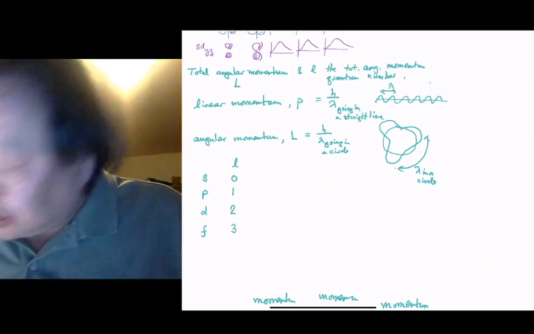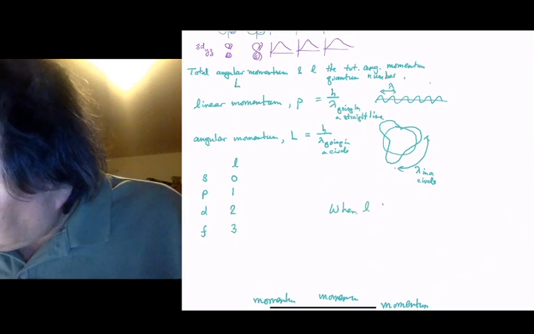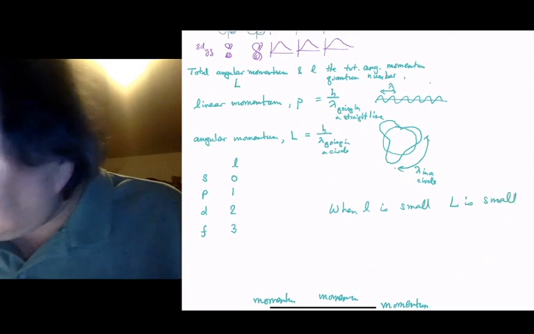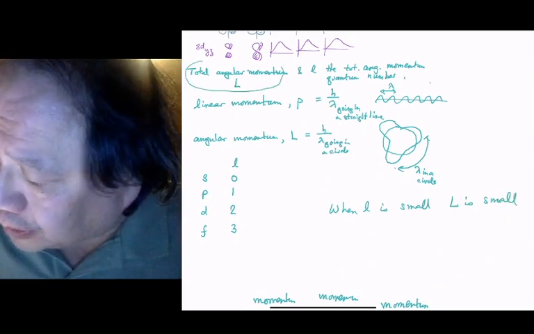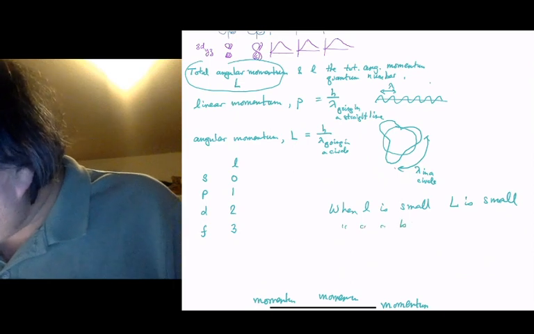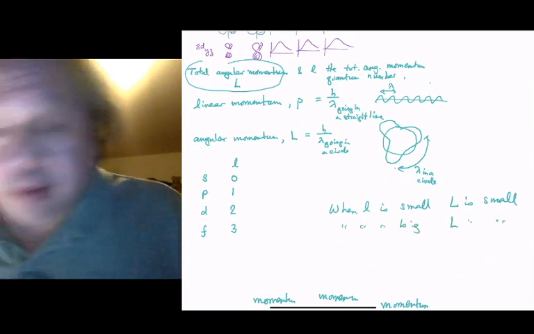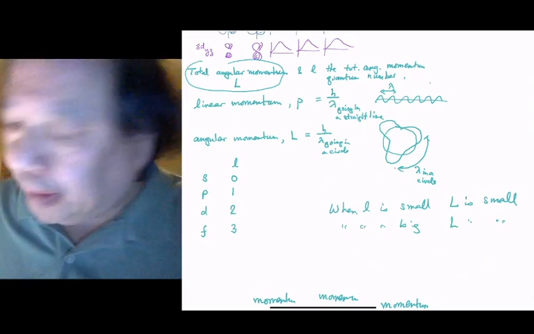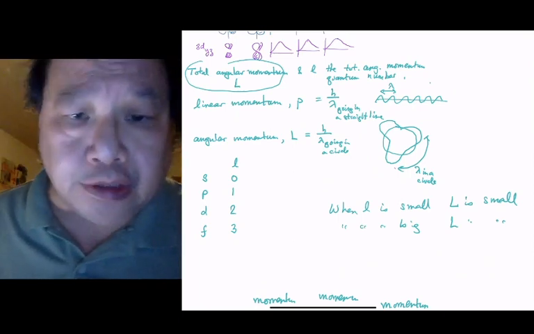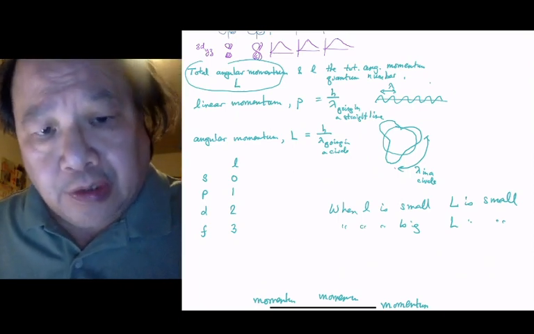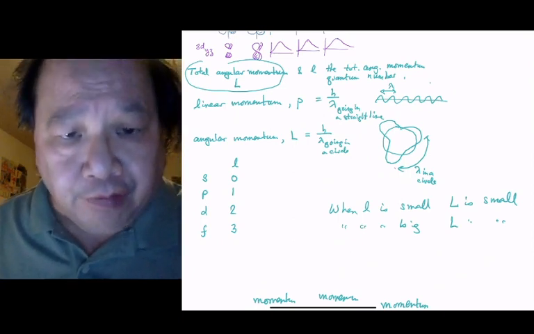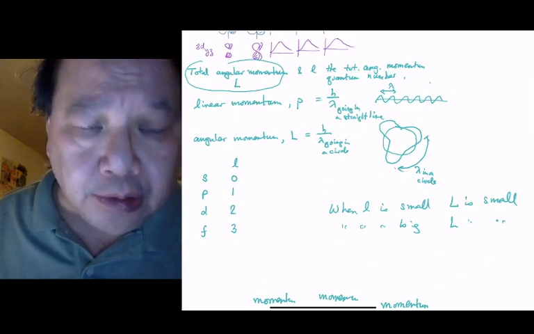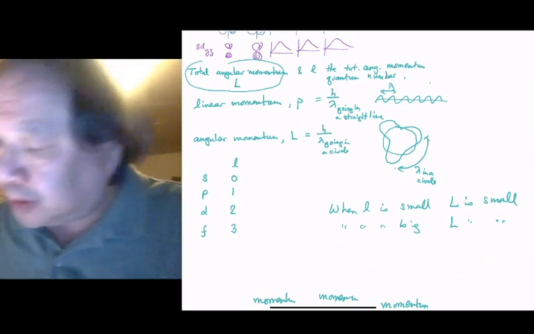And the relationship is when little l is small, capital L is small. I'm not going to give you the exact formula. Capital L is the total angular momentum. When little l is big, capital L is big. So little l, the total angular momentum quantum number, measures the total angular momentum. The main point of this clip is to show that the fact that S, P, D, and F have different total angular momentum quantum numbers is actually contained in the pictures. And let's take a look at those pictures.